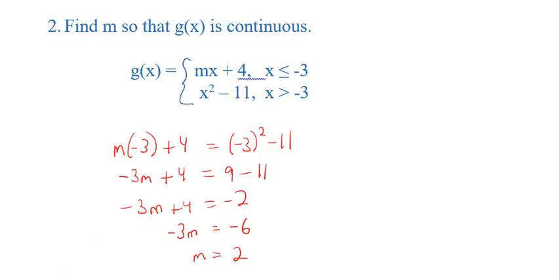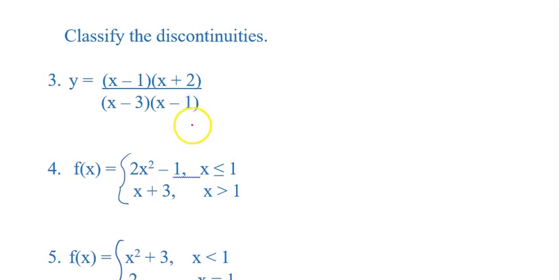And so there is the m that if I had it right here as my slope, this line would meet this parabola. Okay, the next set of problems we're going to classify the discontinuities. In other words, we're going to name whether it's a point discontinuity, a jump discontinuity, an infinite discontinuity, or an oscillating discontinuity.